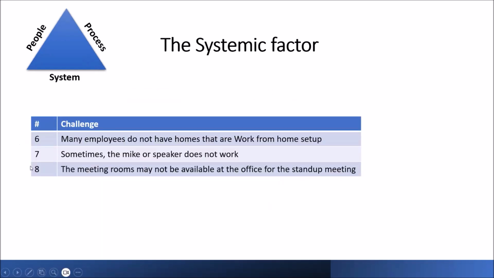Now, the systemic factors. That means many people do not have homes that are work from home setup ready, or the mic or speaker does not work, or the meeting rooms may not be available at the office for stand-up meetings. Then we need to make sure that we take it as part of our working agreements and say, guys, if you are working from home, make sure that these things are there. Make sure that your background is proper. Make sure that your mics are proper. Make sure that you have a reserve mic with you. Similarly, if meeting rooms are not available, we agree upon steps of what can be done. So a systemic factor is something that we can resolve through working agreements.